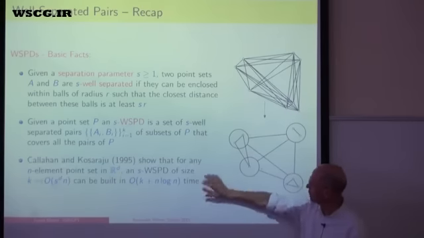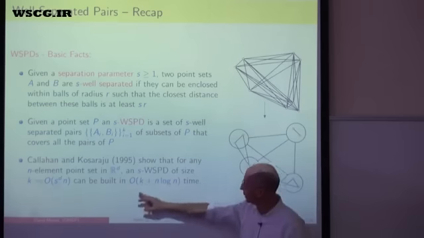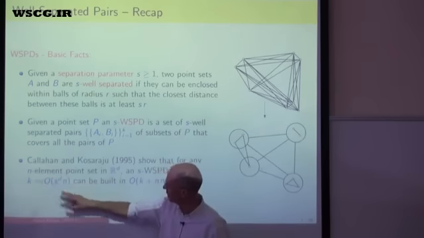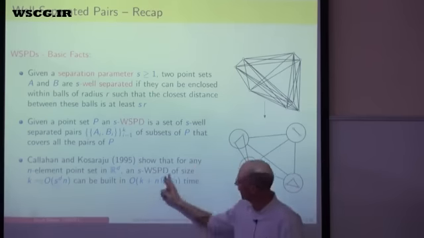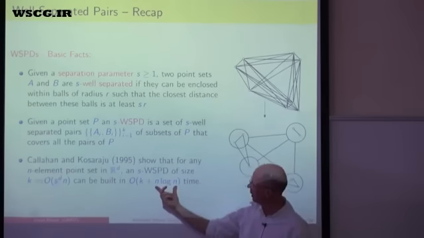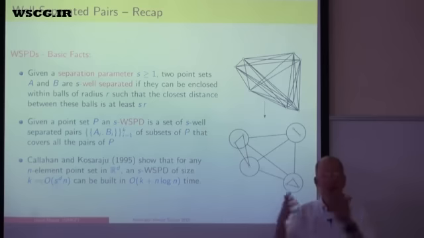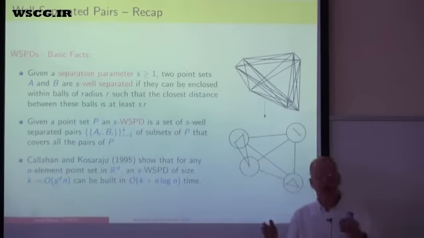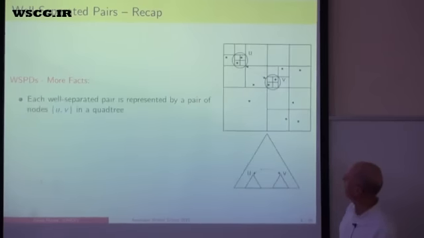And Callahan and Kosaraju showed that given any parameter s and any n-element point set, I can construct a well-separated pair decomposition that consists of s to the d times n pairs. So if you think of s and d as constants, this is roughly linear in n, and it can be built in output-sensitive time. n log n, if you remember, was the time to build the quad tree, or the BD tree or BBD tree, whatever variant of quad tree you want to use. And the k represents the output time, the time it takes to generate all the pairs, which is essentially linear. Okay, a couple of other facts that will be useful here.